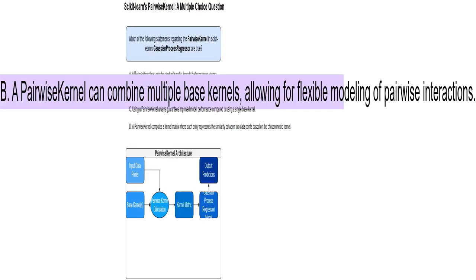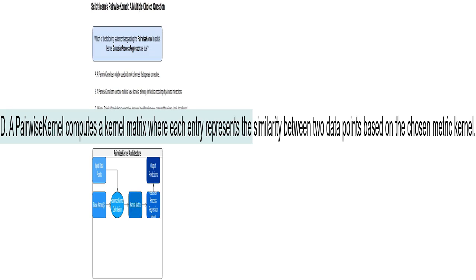This statement is false. While using a PairwiseKernel can often improve performance, there's no guarantee. It depends entirely on the data and the chosen kernels. This statement is true. The main job of a PairwiseKernel is to build this relationship map, the kernel matrix. Each entry shows how similar a pair of data points is.